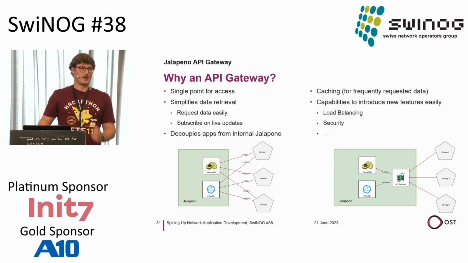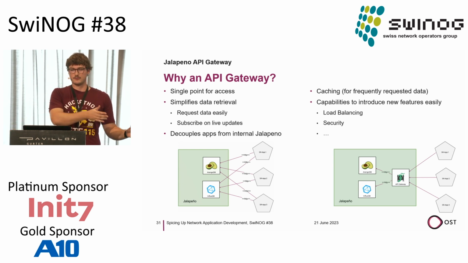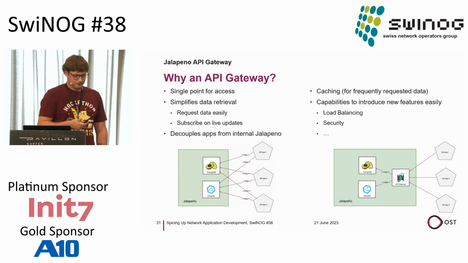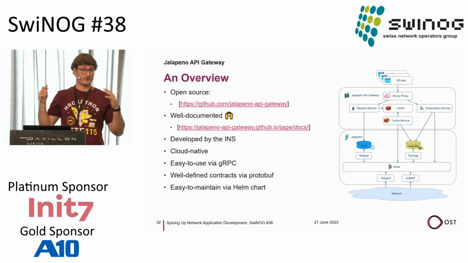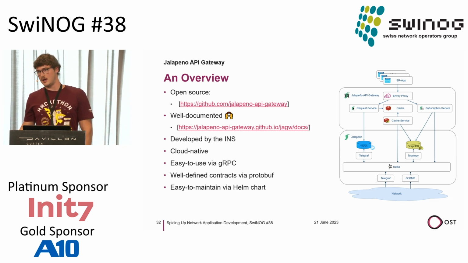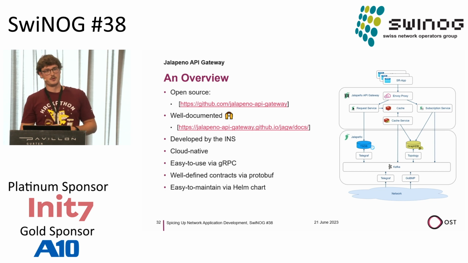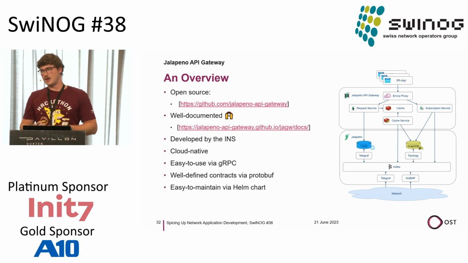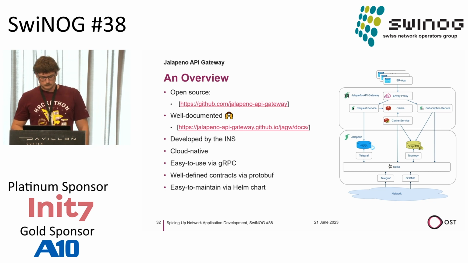Of course, there are other benefits which come by introducing an API gateway. It really decouples the state from the applications to the Jalapeno, and we can introduce new features. And we started with caching. So just a quick overview. Of course, it's open source. Of course, it's well documented. It was developed by me and my colleagues at INS. It follows a cloud-native principle, and it's really easy to use because we're using gRPC, so we have well-defined contracts via protobuf, and it's easy to maintain because we introduced some Helm charts to install and update the whole environment easily.